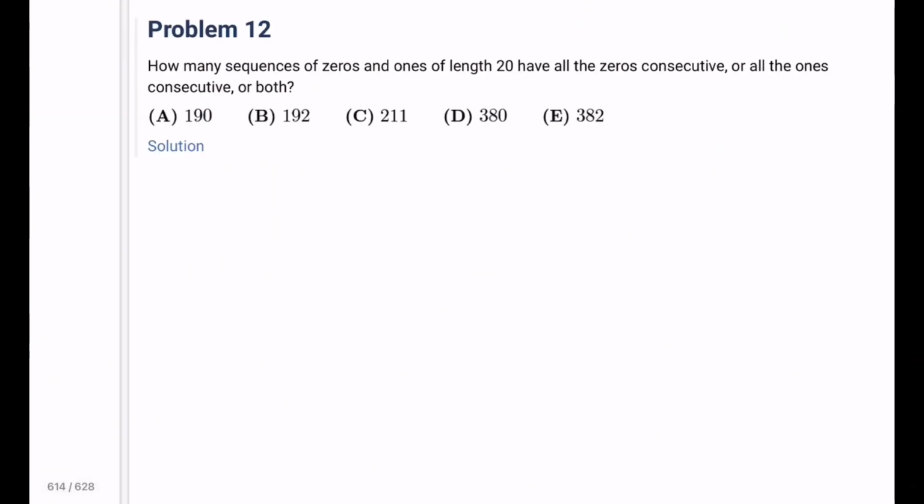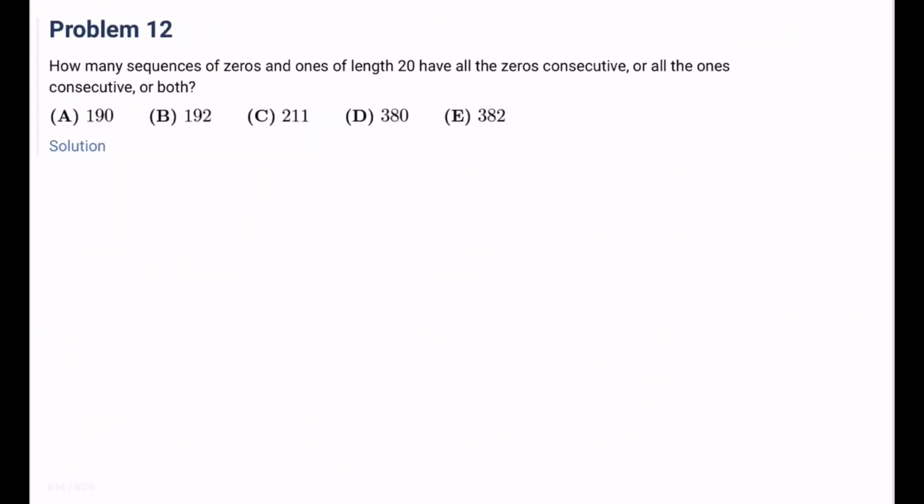It's C. Number 12, how many sequences of zeros and ones of length 20 have all the zeros consecutive, or all the ones consecutive, or both? Okay, so first we will want the cases where zeros are consecutive. That will give us 20 options when we have 1 zero, and 19 options when we have 2 zeros, because we have 18 other parts, and we just see the 2 consecutive zeros as just one whole zero blob.